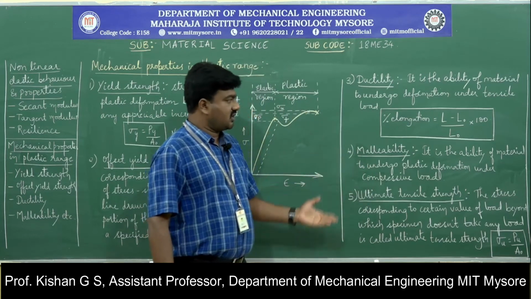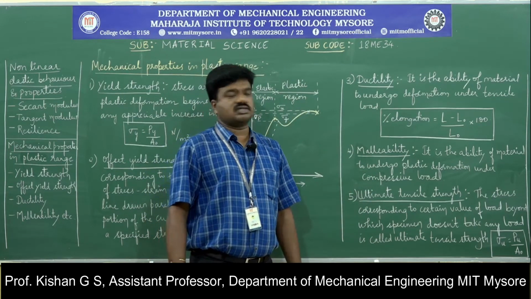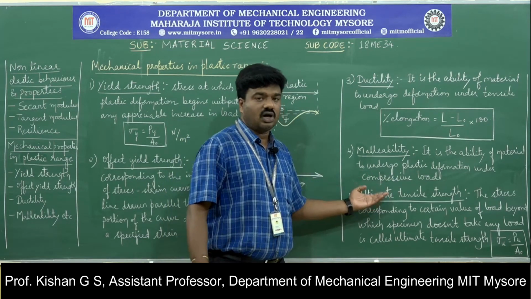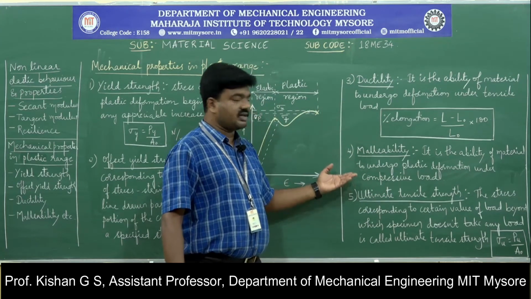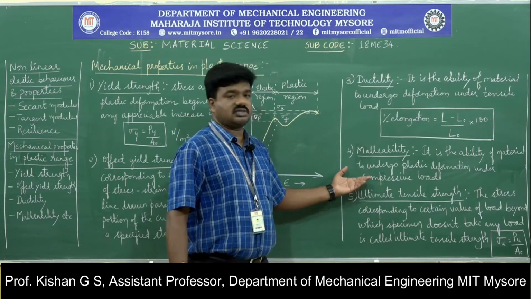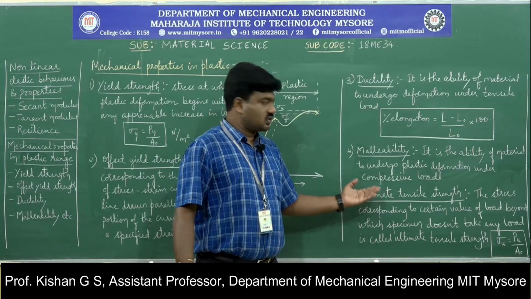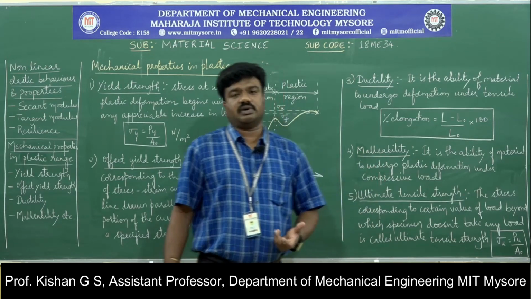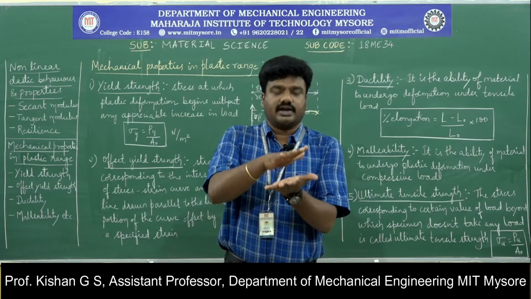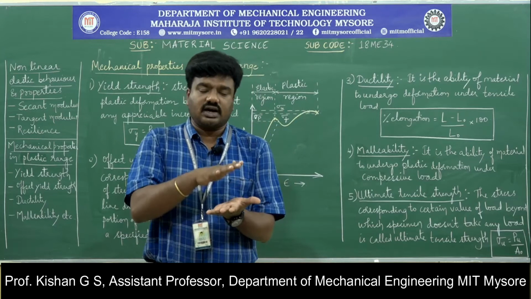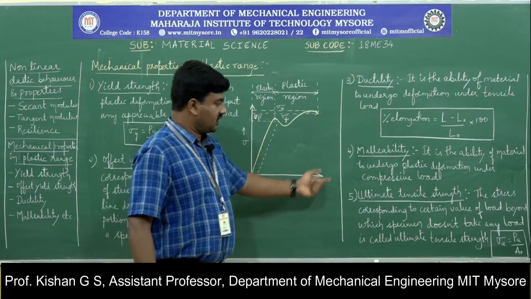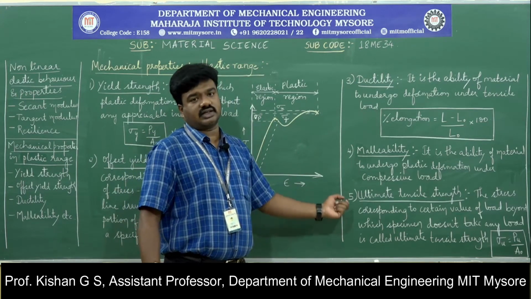Moving on with the next parameter, that is malleability. Malleability is nothing but the ability of a material to undergo plastic deformation under compressive load. So the difference between ductility and malleability is that ductility is defined under tensile loading condition, whereas malleability is considered under compressive loading condition. So here the ability of a material can be defined wherein it is converted into thin sheets. After application of load, a solid member can be converted into a thin sheet, and that particular behavior will be a concept of malleability.